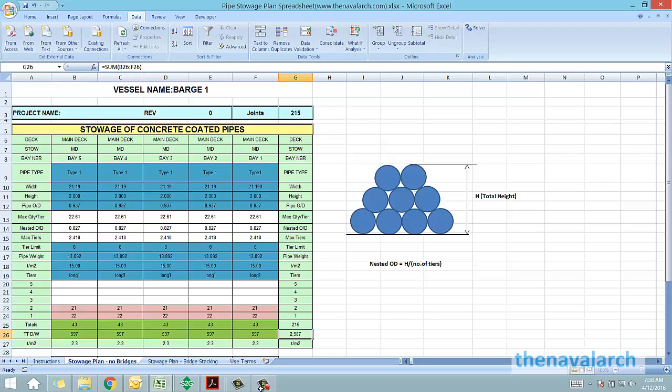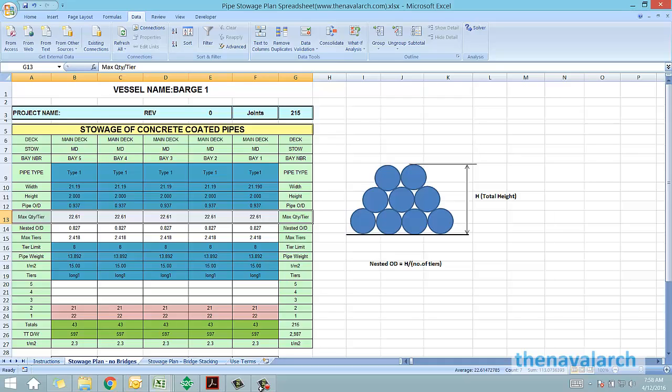To use this worksheet, we need to provide the inputs highlighted in blue cells. We need to input the properties of the pipe and the dimensions of the bay. For each bay, we input these properties in the respective cells. First is the width and height of the bay. Next we input the pipe diameter. From this the spreadsheet calculates the number of pipes which can be stacked at the bottom of the bay. This is simply the width of the bay divided by the diameter of pipe.